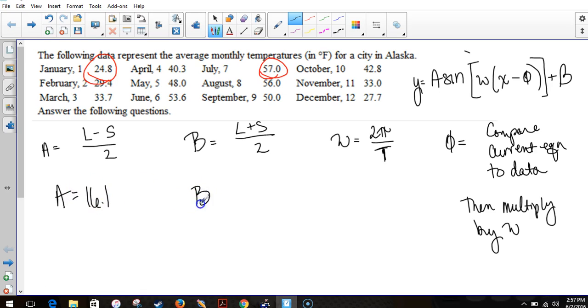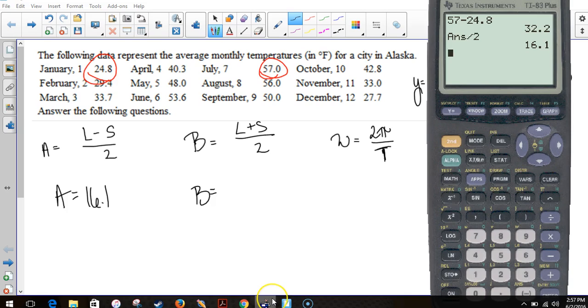To find your vertical shift, we're going to find the mean of those two numbers. So let's go ahead and add those two numbers together, divide by 2, and I get 40.9.